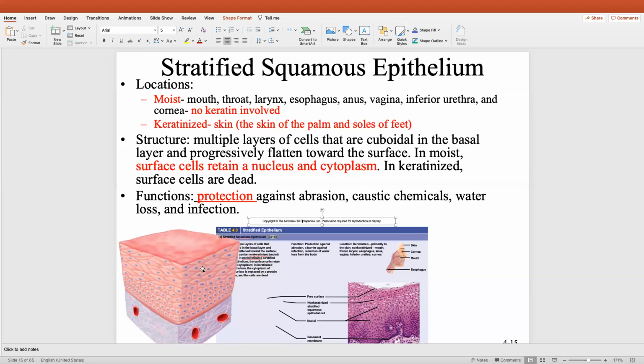The moist form, there's no keratin. That's what we see here. We see it in the mouth, the throat, the larynx. So at the start of the GI tract, at the end of the GI tract, and in the female reproductive system, right? With the moist type of stratified squamous cell, you still have protection, but it's moist enough that you can have ease when you're swallowing and drinking food. So that's why we see it in the mouth, throat, and the larynx right here. Protection, yet supple enough to allow for swallowing. That's why the moist is so important.